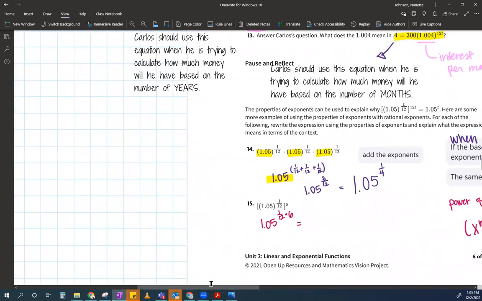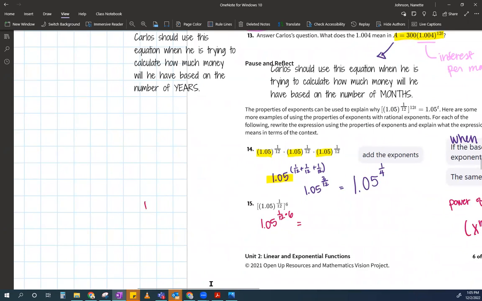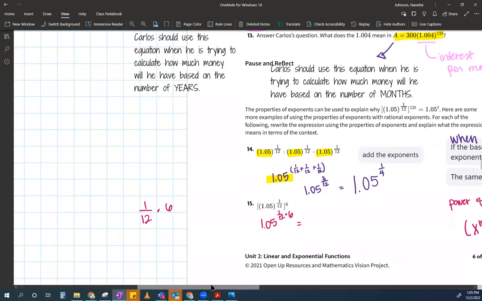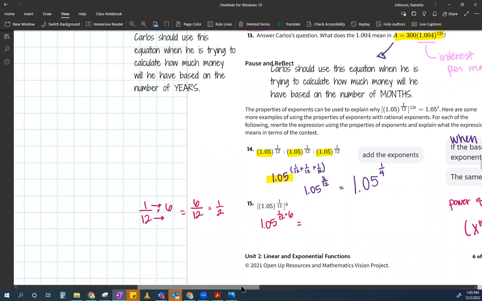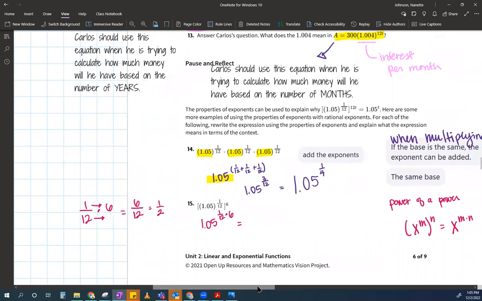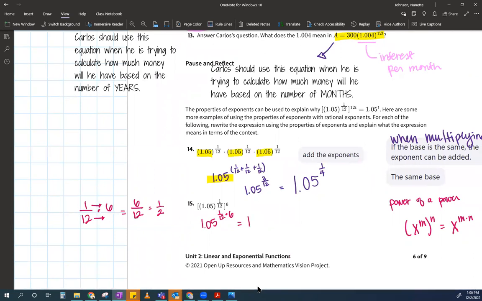In case you forgot, when you're multiplying fractions, you're multiplying top times top and bottom times bottom, right? So then I get 6/12, which is just 1/2. Okay. 6/12 to the 1/2. Very good. So I'm going to actually write that: 1.05 to the 1/2.